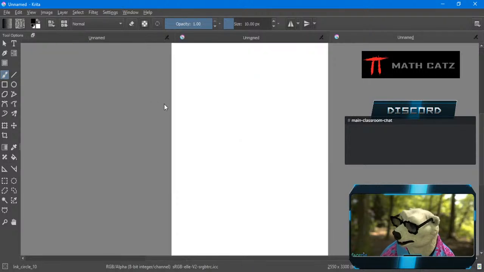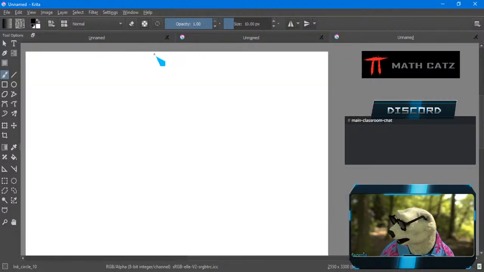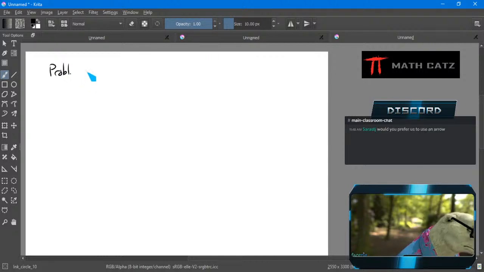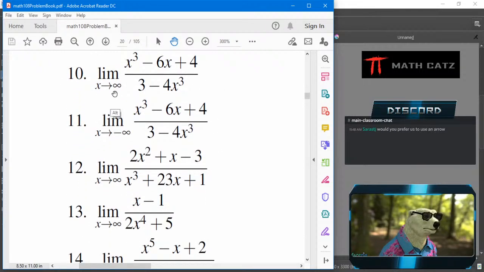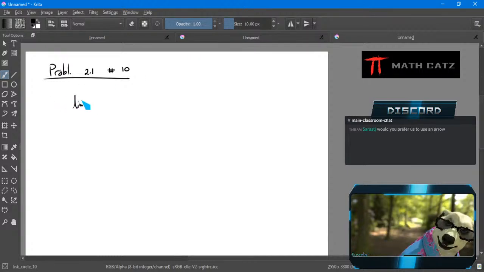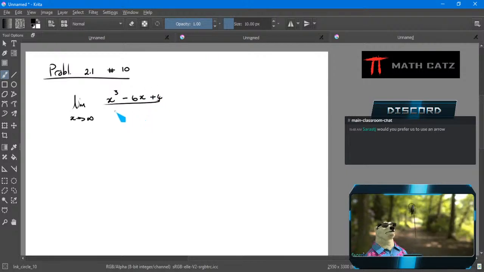But let's look at something more interesting. We're always going to get infinities when we look at polynomials, right? So we're going to have to change the function if we want to see other kinds of answers. Polynomial is maybe a little bit boring for this kind of question. So I want to do problem 2.1, number 10. Look at a rational function. Maybe that's going to be a little bit more interesting. So limit as x goes to infinity. Not a problem. That means I'm looking at my familiar long-term behavior. I have the function in front of me here: x cubed minus 6x plus 4 over 3 minus 4x cubed.